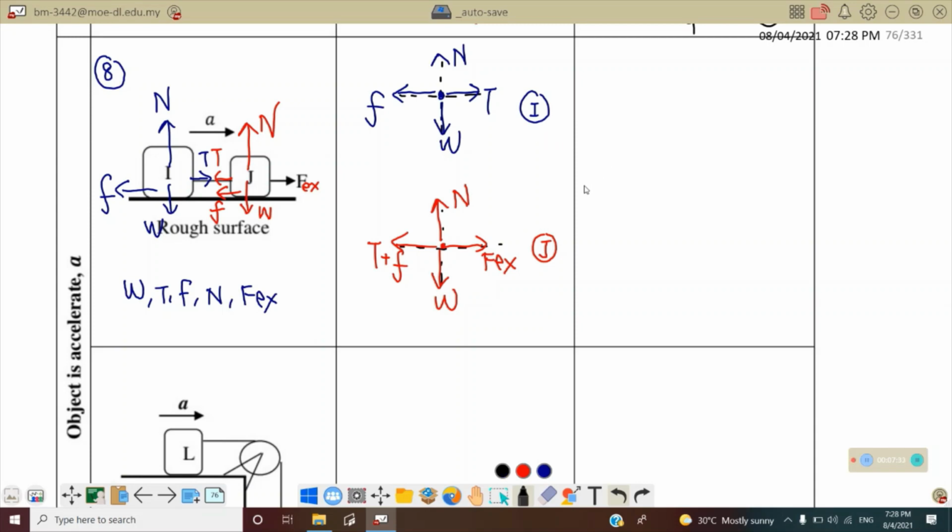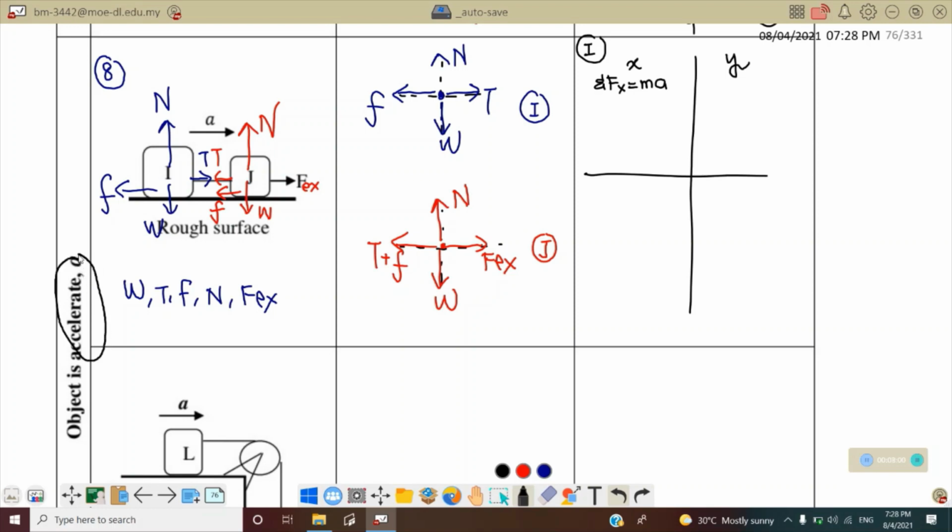Okay, so next let us write the equation. I will split. For I, here is the x component, this is the y component. The resultant Fx is equal to ma, and a is not 0 because the question said it is accelerated, meaning that a is not equal to 0. So our motion is to the right, meaning that the tension is greater than our friction. So we write tension minus friction equals ma. This is our first equation for I.